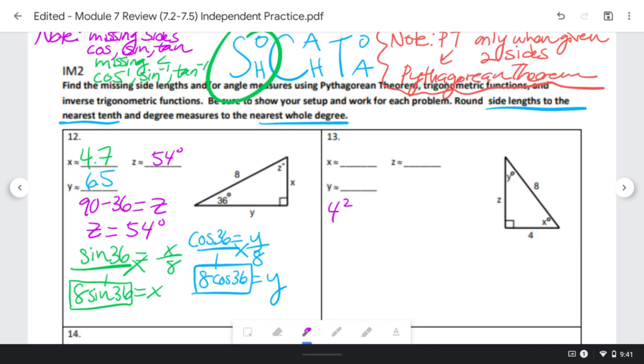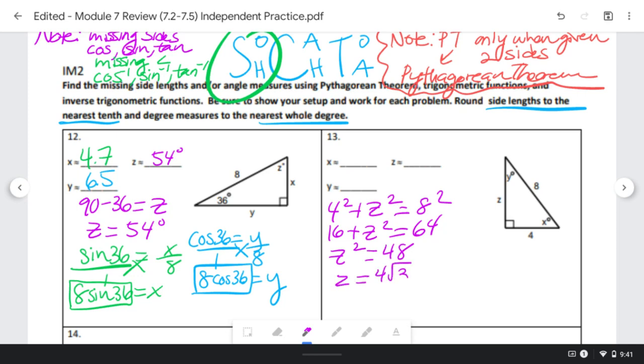I've got 4 squared plus z squared equals 8 squared. So 16 plus z squared equals 64. If I subtract 16 from both sides, I'm going to get 48. And then you would want to do a factor tree for that, and you end up with 4 root 3. And if I put that in the calculator, because I want to get a decimal for z, I'm going to get 6.9.